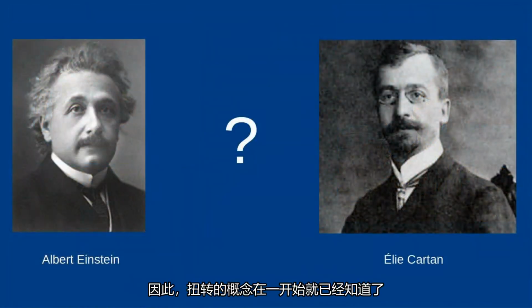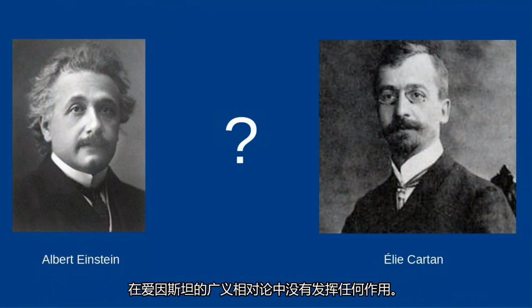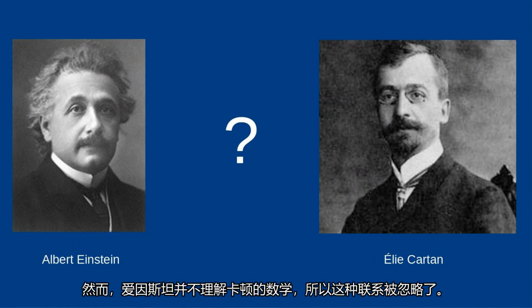The concept of torsion was therefore already known at the beginning of the 20th century, but it was believed that it played no role in Einstein's general theory of relativity. Cartan pointed out to Einstein that torsion can also be used to formulate Maxwell's equations within the framework of general relativity. However, Einstein did not understand Cartan's mathematics, and so this connection was ignored.